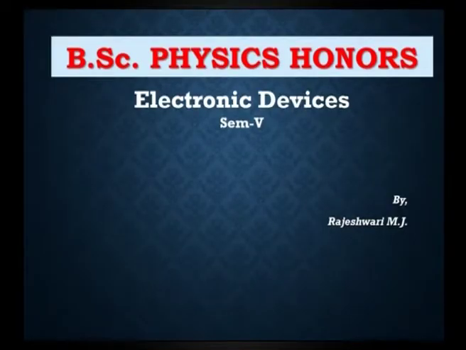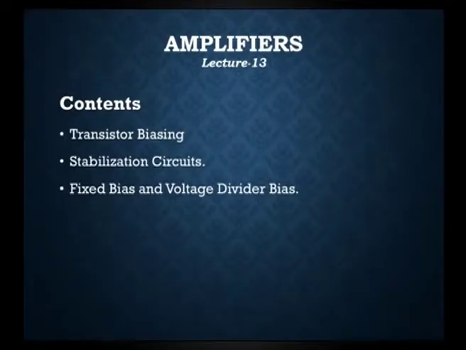Welcome to the UGC lecture series of BSc Physics Honors. Today we are dealing with the subject electronic devices. In this session we are going to concentrate on amplifiers. Some of the topics that we are going to cover in the amplifier section are transistor biasing, stabilization circuits, fixed bias and voltage divider bias. These are the two types of biasing circuits that will be used in a transistor for biasing purposes.